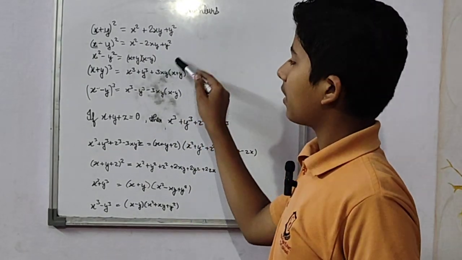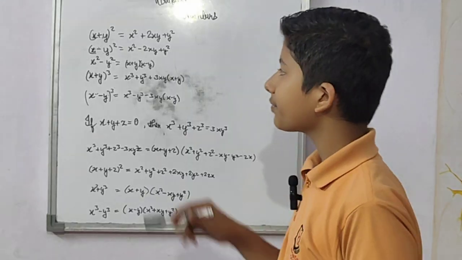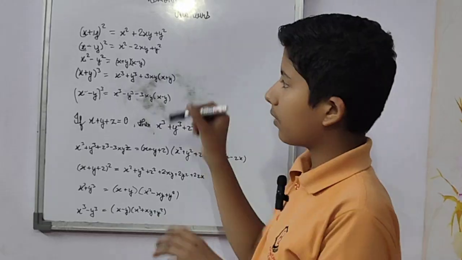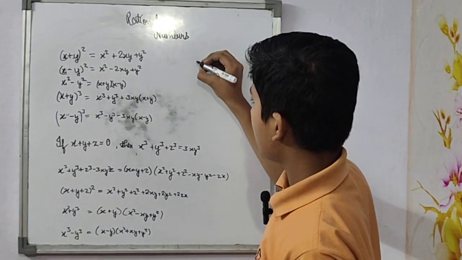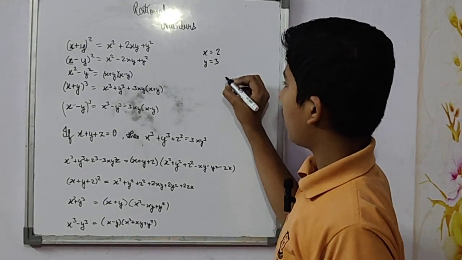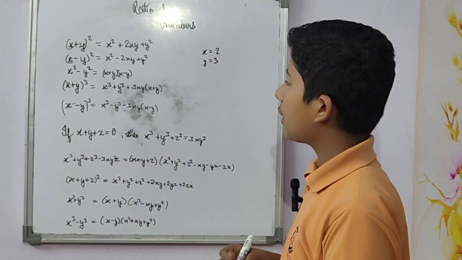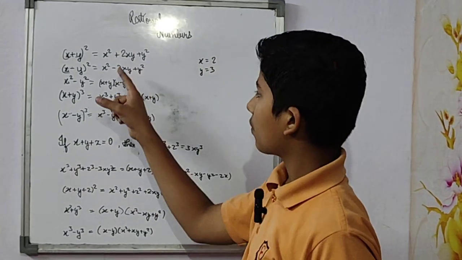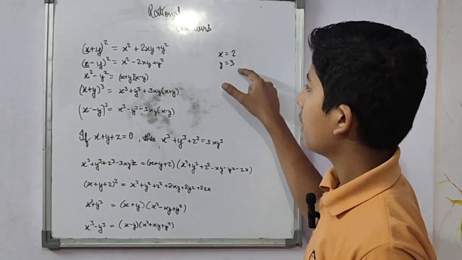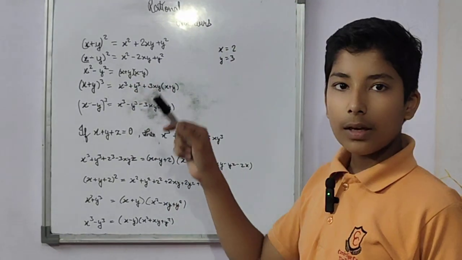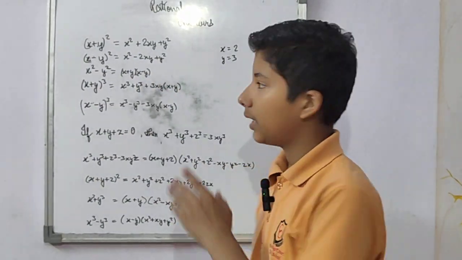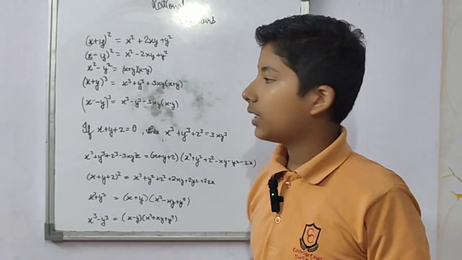Firstly, the identity (x plus y) whole square. You might have done these three identities in your class 8th. Firstly, (x plus y) whole square equals x square plus y square plus 2xy. Let's take x equal to 2, y equal to 3. So (x plus y) whole square: x square means 2 square, 2xy means 2 into 2 into 3, plus y square, 3 square. We have to apply these constants instead of the variables, if given, otherwise no need.